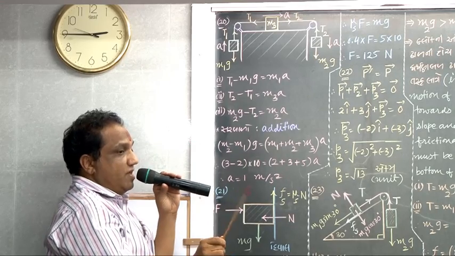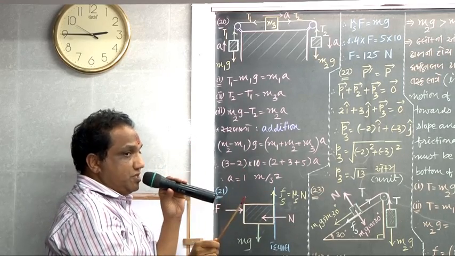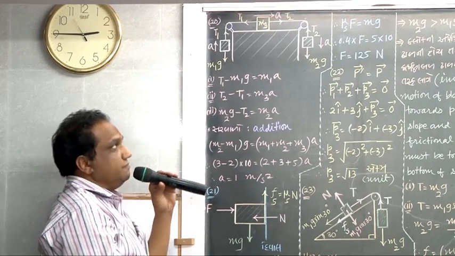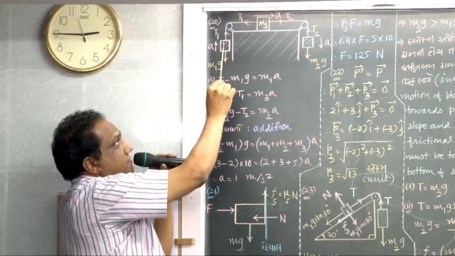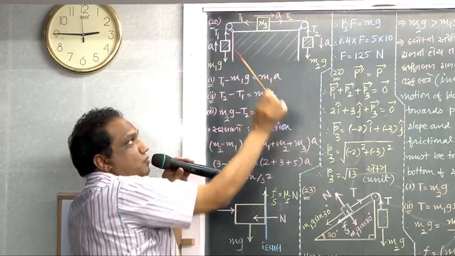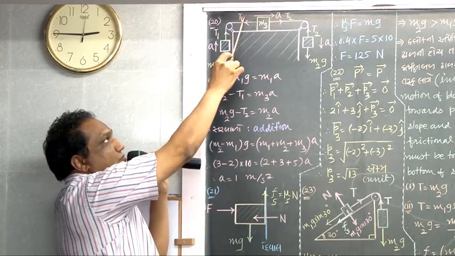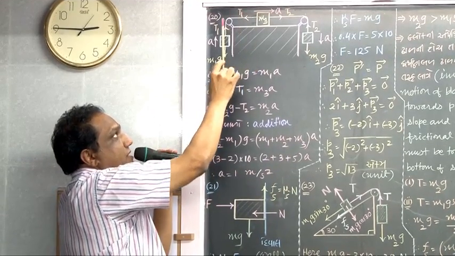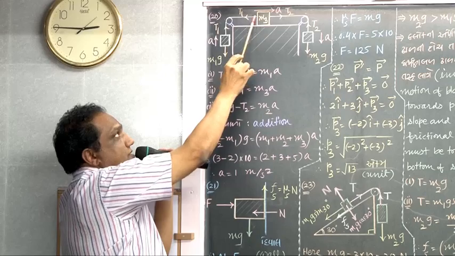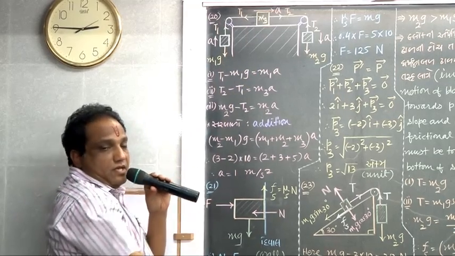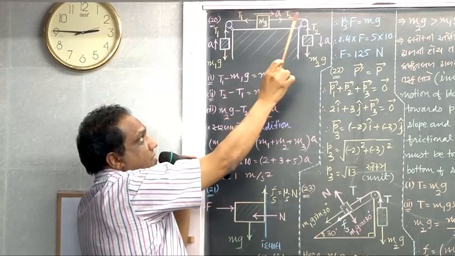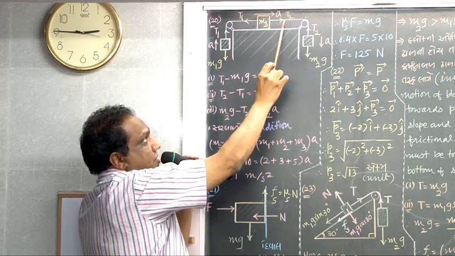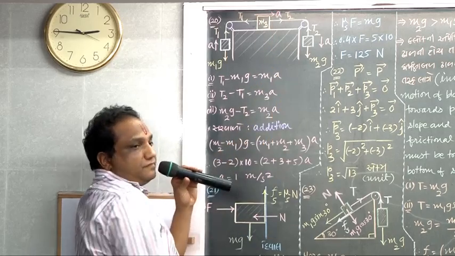Remember, whenever the string is getting changed, force due to tension also will get changed. Say this is string number 1 and say this is string number 2. Forces due to tension are produced at the 2 endpoints, equal in magnitude and pointing towards each other.